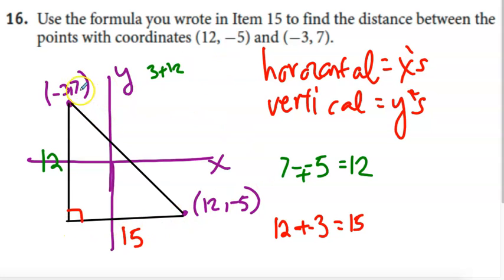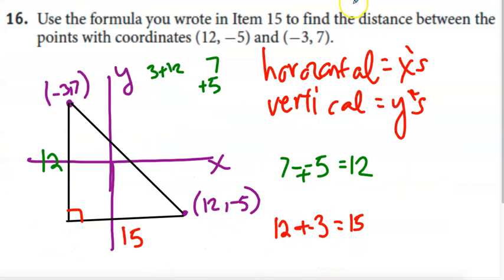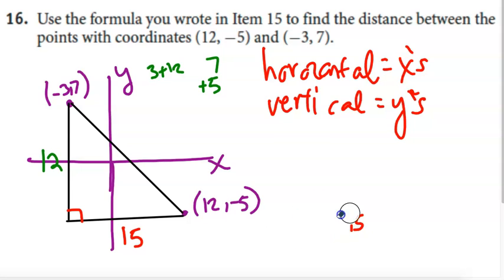Or again, you can ask yourself, how did they go from a 7 all the way to a negative 5? 7 to 0 is 7 units, and then 0 to a negative 5 is 5 more units, hence our 12 units. Notice this 12 and this 15 are the exact same numbers I got here and here. And that will always be true. But now I just do the Pythagorean theorem and do a squared plus b squared equals c squared, which is a little bit less work.